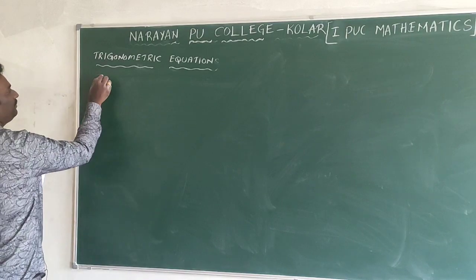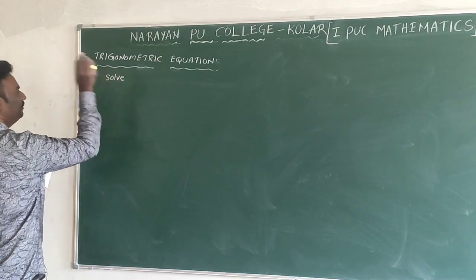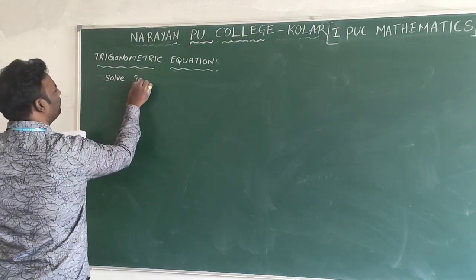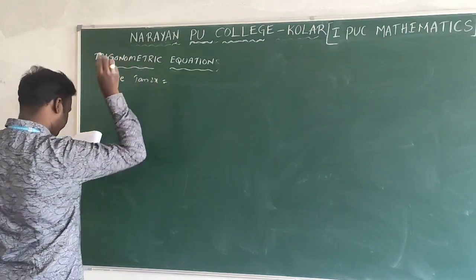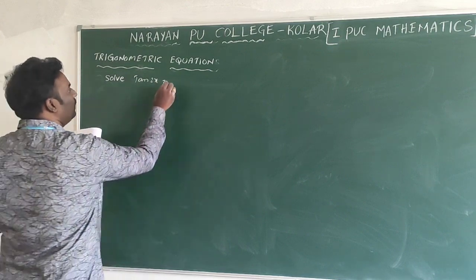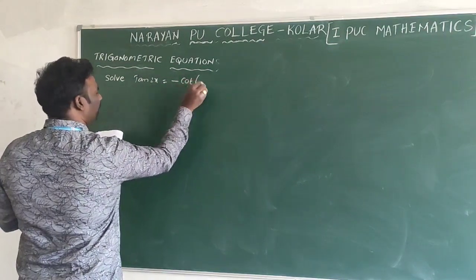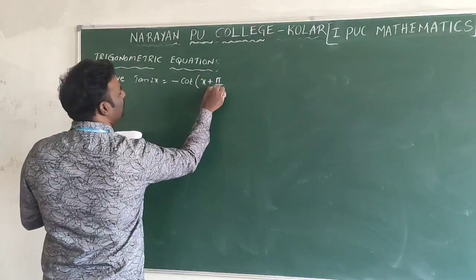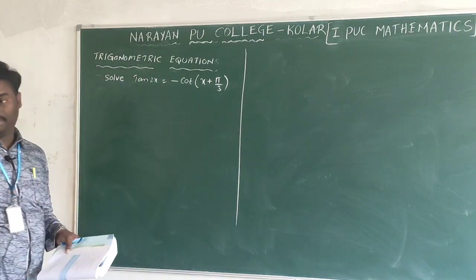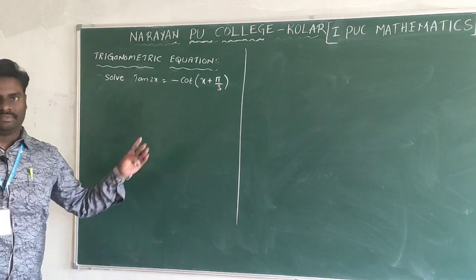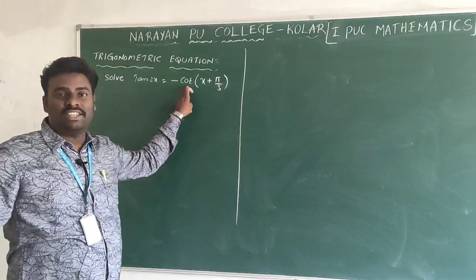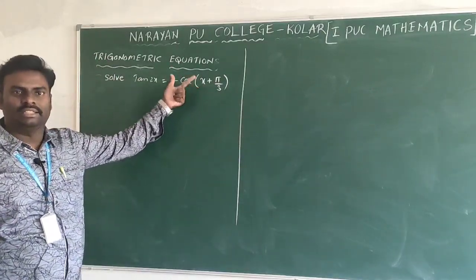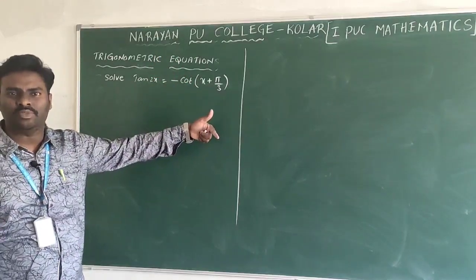Okay, next question. Solve tan 2x is equal to minus cot (x plus pi by 3). See here, you observe the left side function is tan, the right side function is cot. We can't compare. That's why we need to make the right side function also in terms of tan.